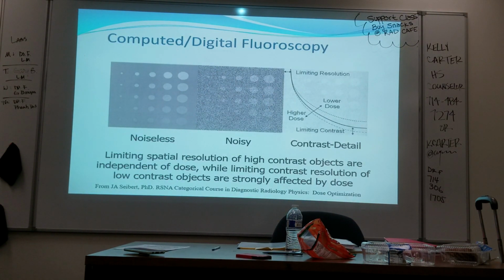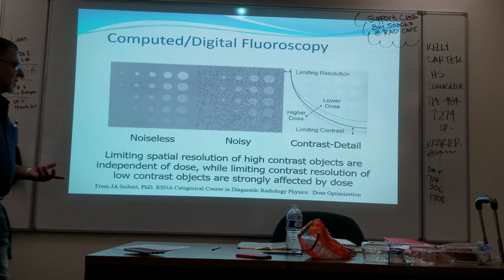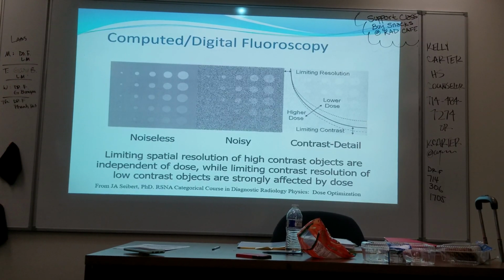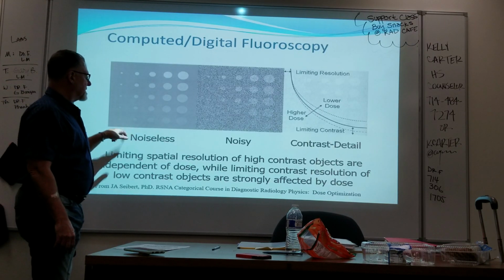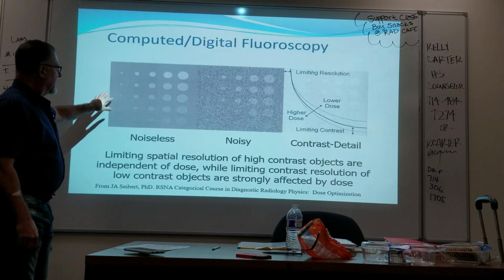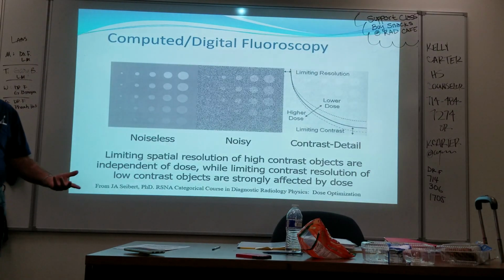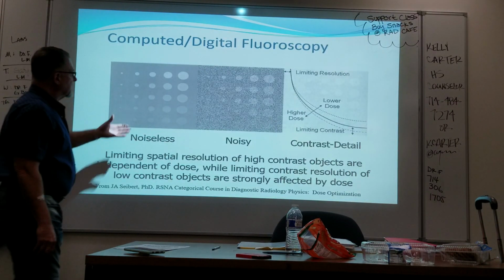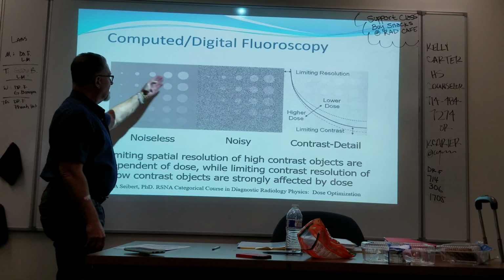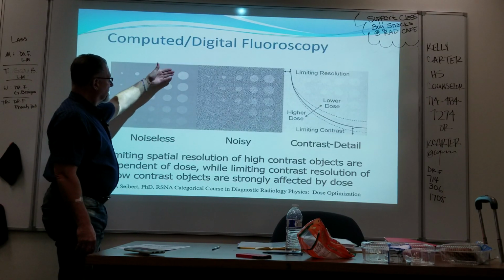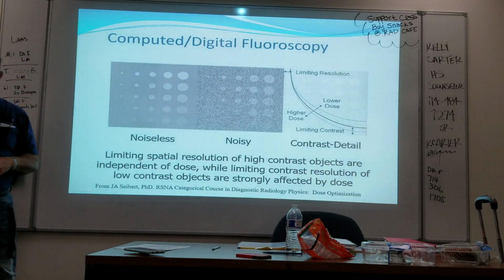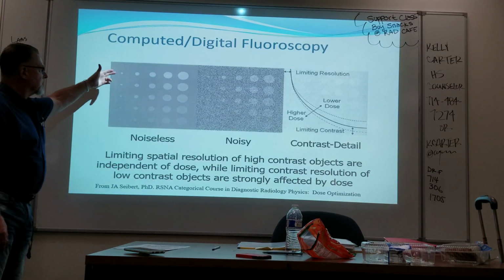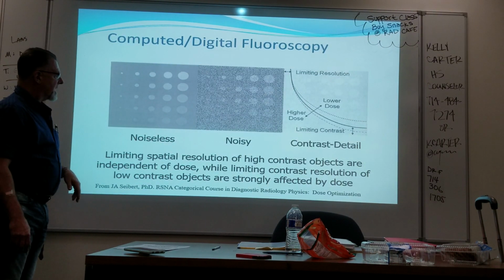So for computed and digital, limiting spatial resolution for high contrast objects is independent of dose, whereas limiting contrast resolution of low contrast objects is strongly affected by dose. So here's a noiseless, which means a very high dose image. So you can see that going from right to left, the sizes get smaller, and going from top down the level of contrast lessens. Okay, so your higher contrast is along the top, your lower contrast is down here.